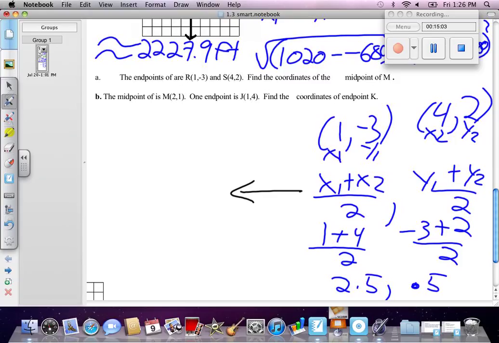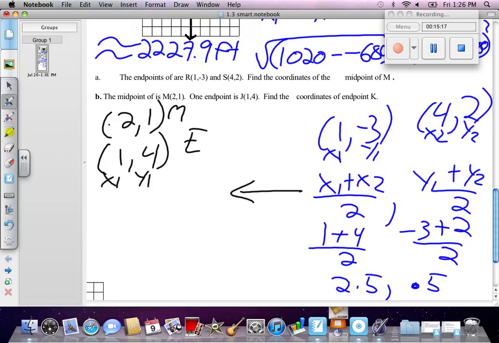The midpoint is (2, 1). One of the endpoints is (1, 4). So this is the midpoint, and this is an endpoint. That means this is x1, y1, but we don't know x2, y2. So it's going to look like this: x1, which is 1, plus y2, we don't know, plus x2, we don't know.